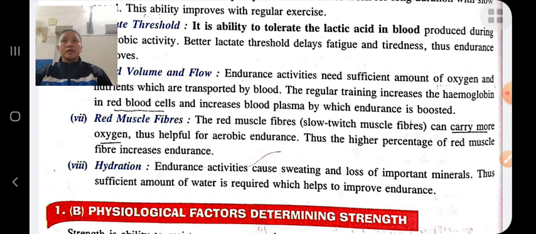Endurance means the ability to tolerate fatigue, the ability to do the activity for a long period of time. And what are the factors which determine endurance? First is maximum oxygen uptake.